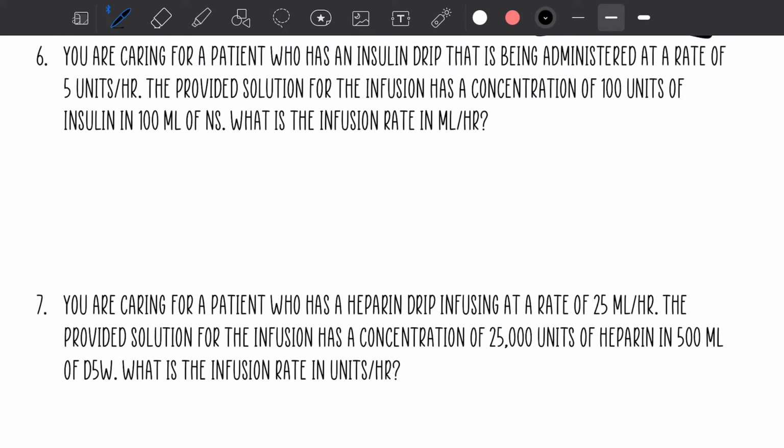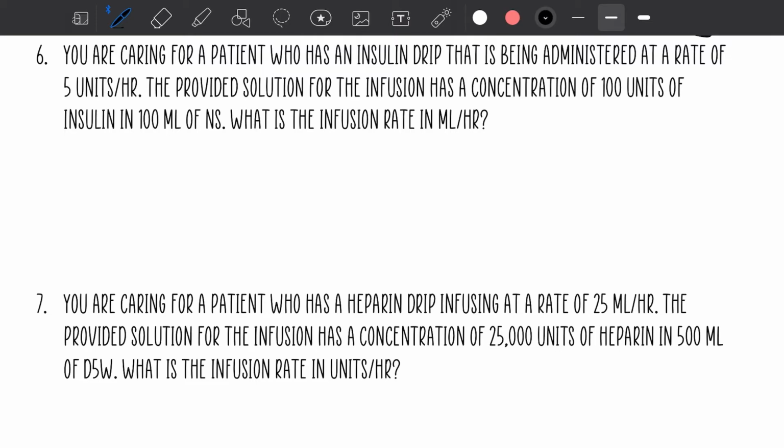All right, so last topic that we're going to look at that we covered from this week is our infusions that have to do with medications that are dosed in units, so mainly insulin drips and heparin drips. In problem 6 here, our patient has an insulin drip going at a rate of 5 units per hour, and our solution has a concentration of 100 units in 100 milliliters. And we want to know what the rate's going to be in milliliters per hour.